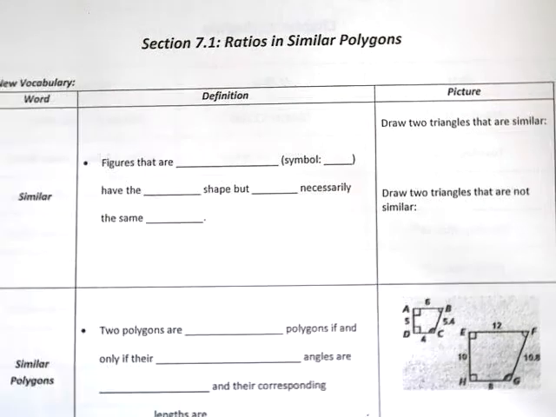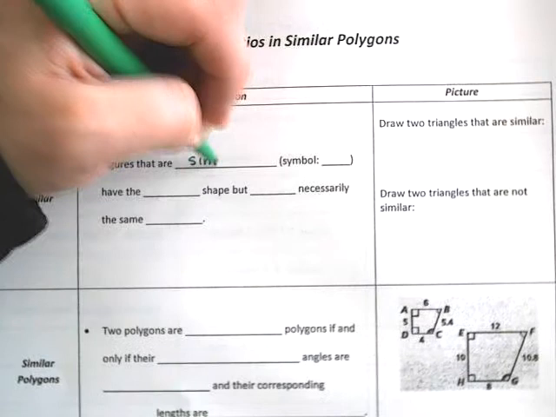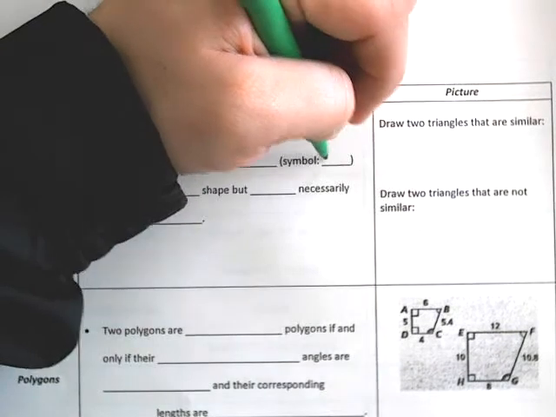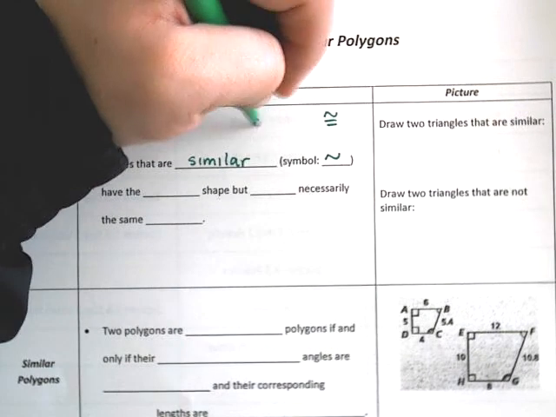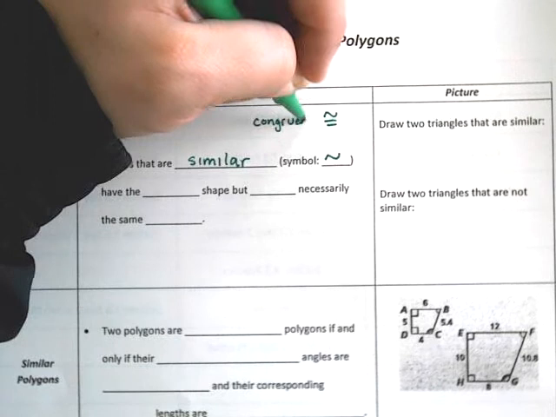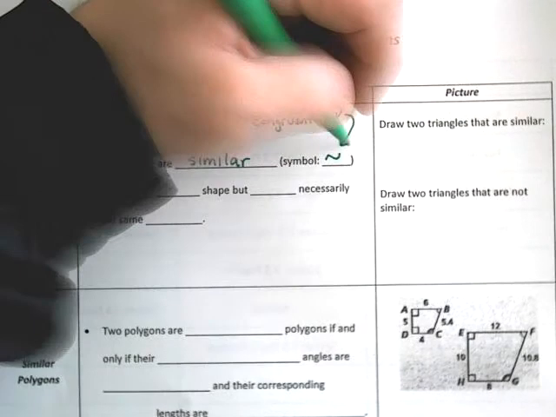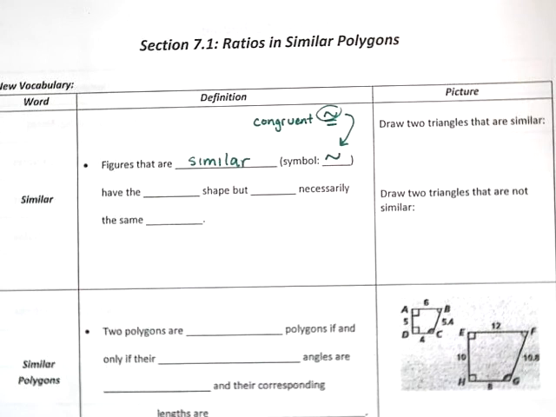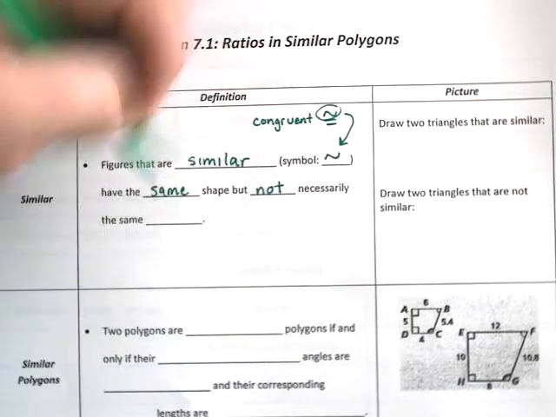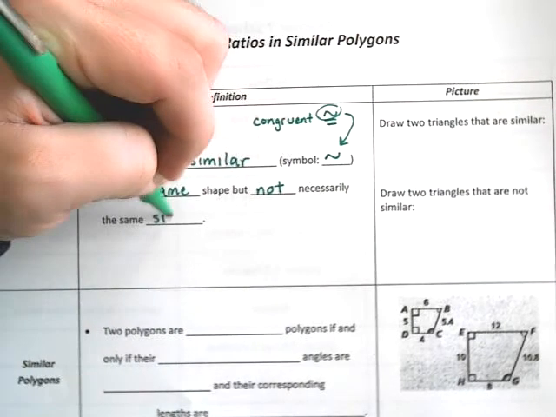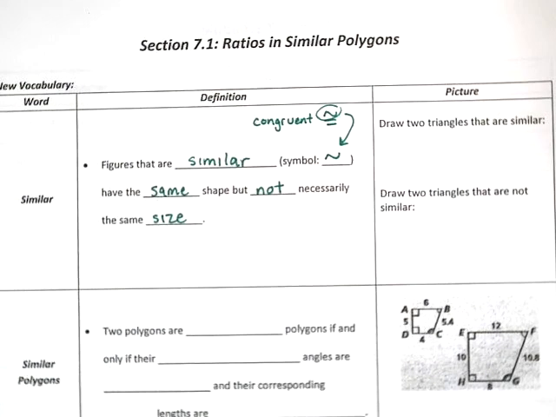So we say that figures that are similar, and we use this symbol. Notice this is just the top of the congruent sign. Okay, so the symbol is just the top part of a congruent sign. Well, they have the same shape, but not necessarily the same size. Okay, there are tons and tons and tons of examples of polygons that are similar, polygons that are not similar.